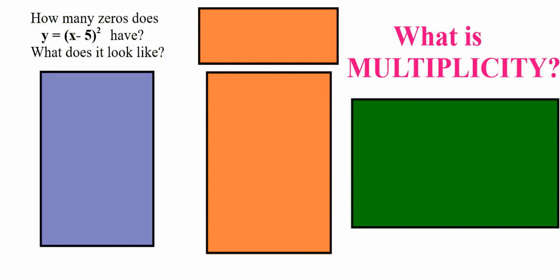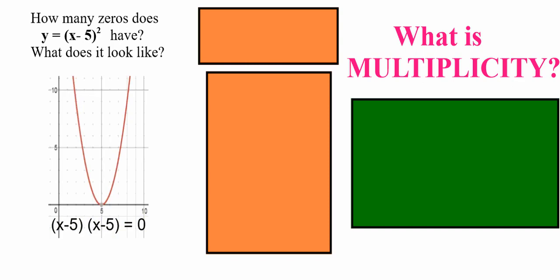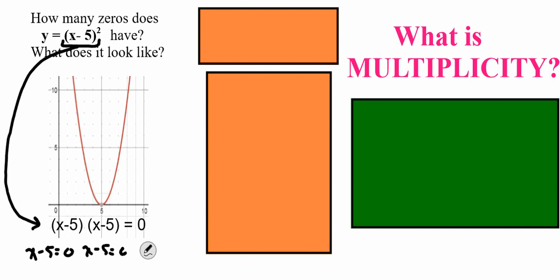How many zeros does y equals (x minus 5) squared have, and what does it look like? Well, if we think about the graph, we know that this is just a parent function, that's the quadratic, and it's shifted to the right. The vertex is shifted to the right. We know exactly it's going to have 1 zero, right? It's going to have 1 zero, but yet, if we did the algebra, if we took the (x minus 5) squared and wrote it as (x minus 5) times (x minus 5) and used the multiplicative property of 0, we get that actually there are 2 zeros, right?